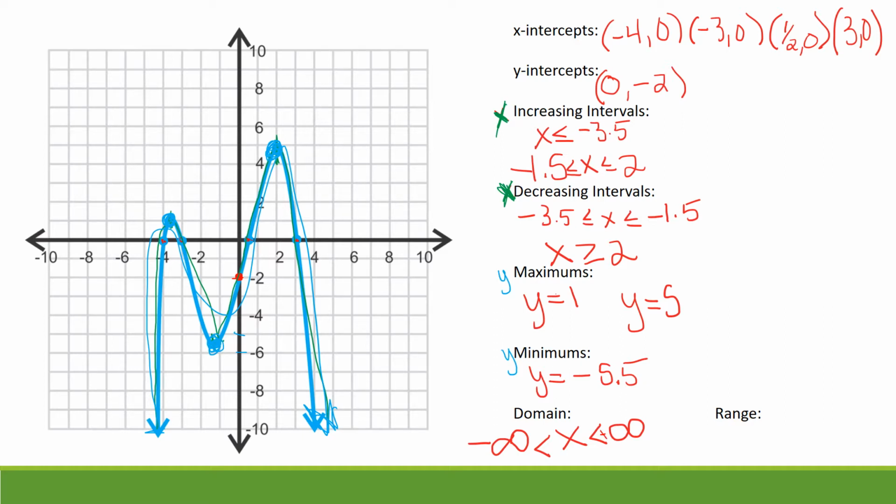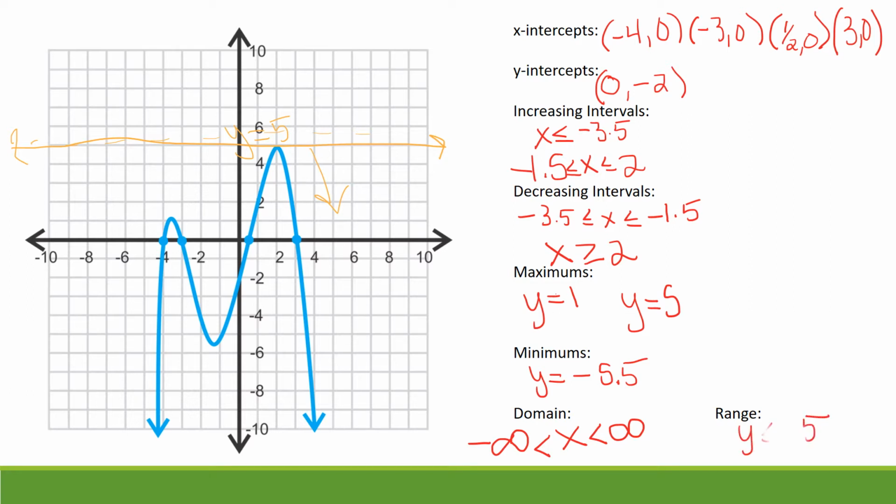And then our range is all the y values, right? So all of the y values on our graph. My graph is not crossing this line, y is equal to 5. So it's not crossing that, it's below that. So my range is going to be y is less than or equal to -5. Okay, and that's our first example, and we have one more example for our notes.